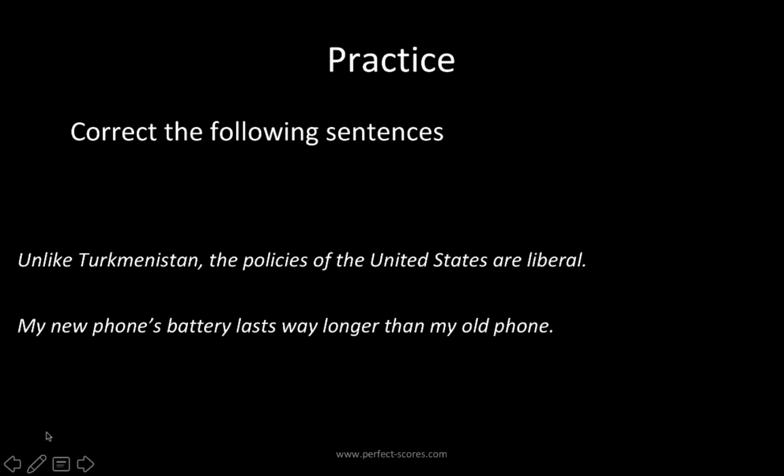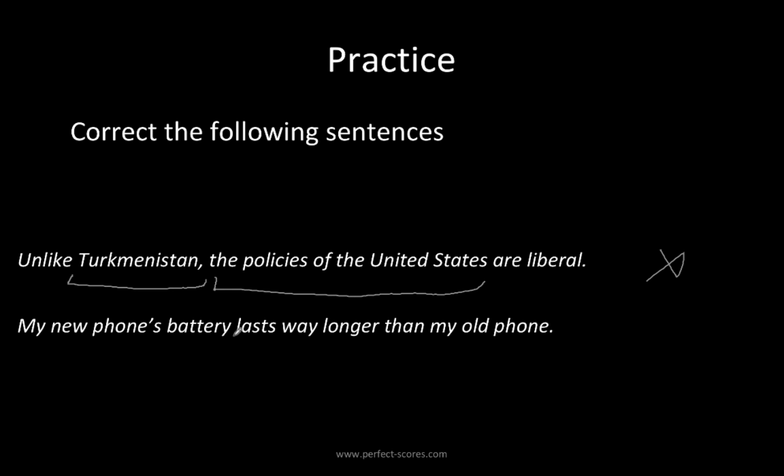Unlike Turkmenistan, the policies of the United States are liberal. Now, in this sentence, you're trying to compare a country and the policies of another country. So it's a wrong sentence because even if they are nouns, they are incomparable. So either you can say, unlike Turkmenistan, the United States has liberal policies. Or you can say, unlike Turkmenistan's policies, those of the United States are liberal. So either you compare country to country or you compare policies to policies.